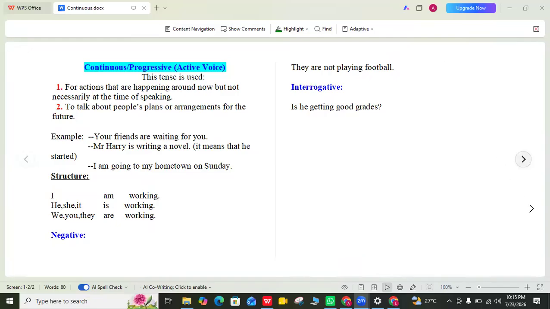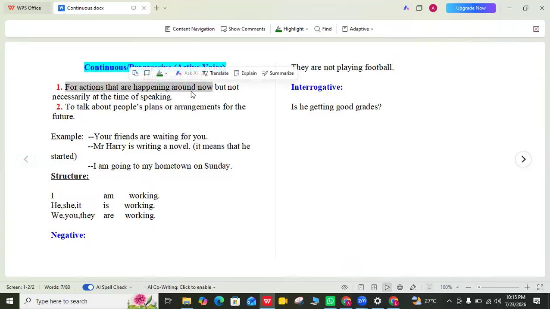Welcome back, students. Today we are going to study present continuous tense, which we also call present progressive. This tense is used for actions that are happening around now. I'm saying it again: this tense is used for actions that are happening around now.